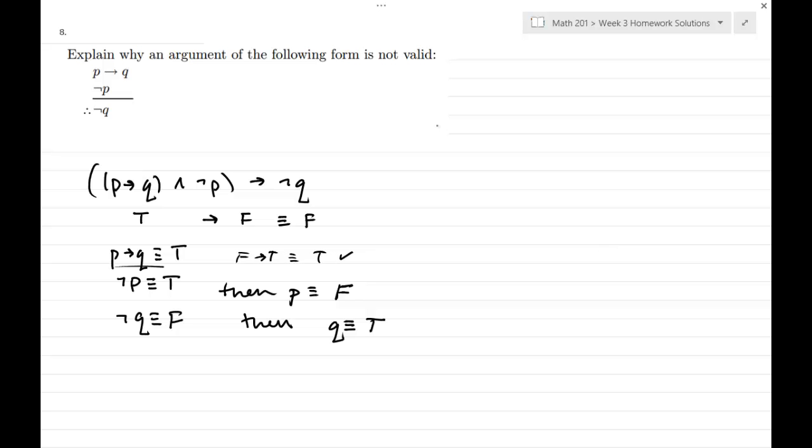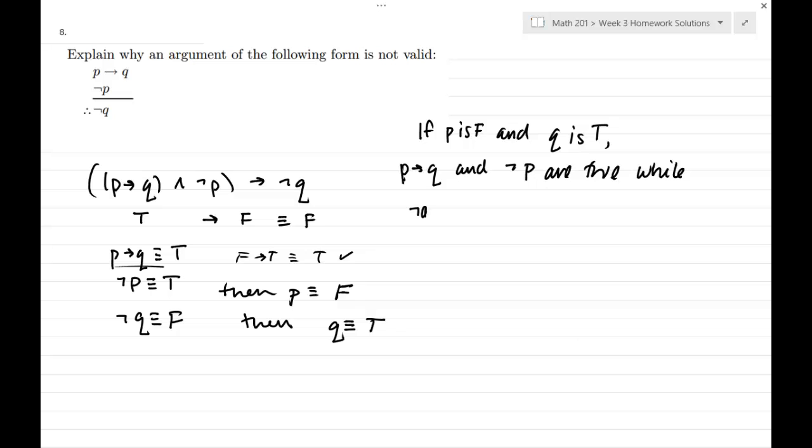So if P is false and Q is true, P implies Q and not P are true, while not Q is false. These truth values prove this argument is invalid.